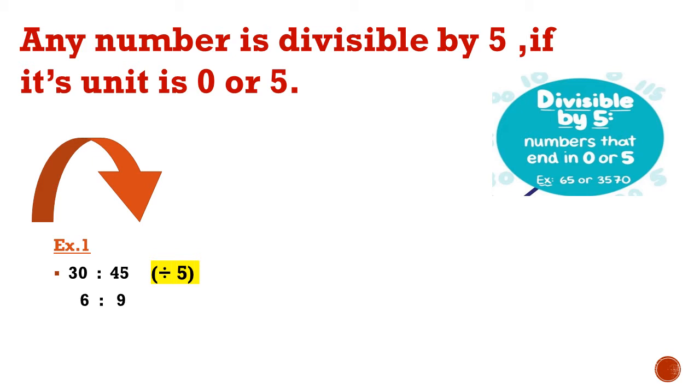Can 6 and 9 be divisible by 2? No, because 9 is an odd number. 2 can divide even numbers only. Then we check to divide by 3. Yes, both of them can be divisible by 3. 6 divided by 3 equals 2, and 9 divided by 3 equals 3. We get the ratio 2 to 3.